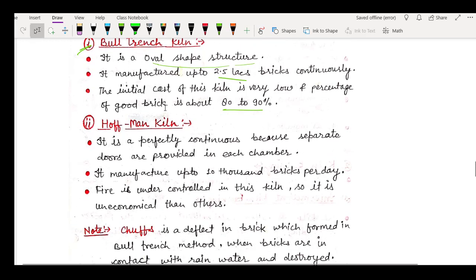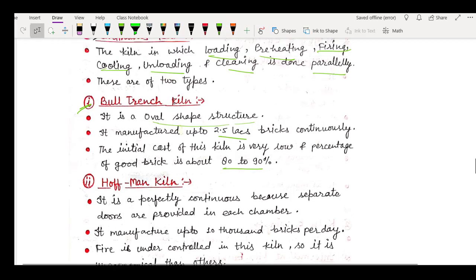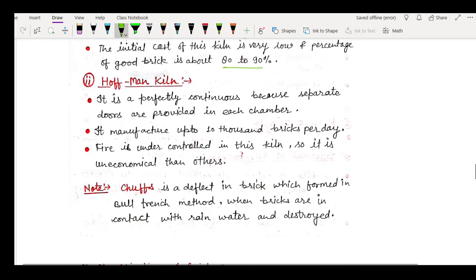The second one in the continuous kiln is the Hoffman kiln. It is perfectly continuous because separate doors are provided in each chamber, for loading, unloading and firing. So it is a perfectly continuous type and it manufactures up to 10,000 bricks per day.